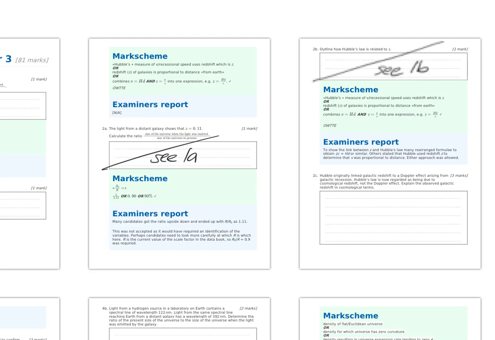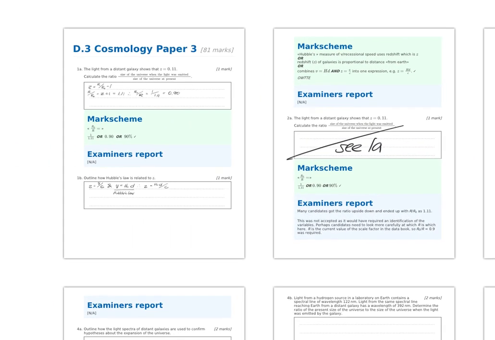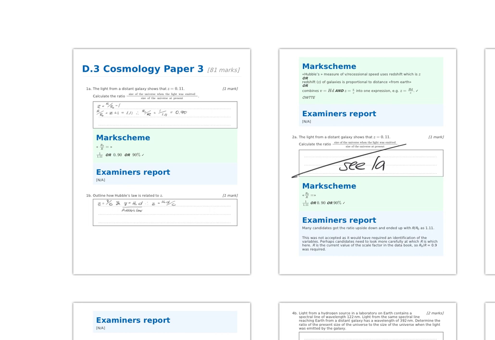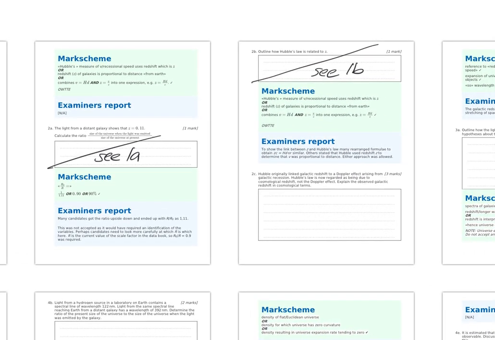And then 2A and 2B are copies of 1A and 1B. 1A and 1B must have been the HL version. And then 2 is the SL version, and 2 is the HL version because we have 2C here.